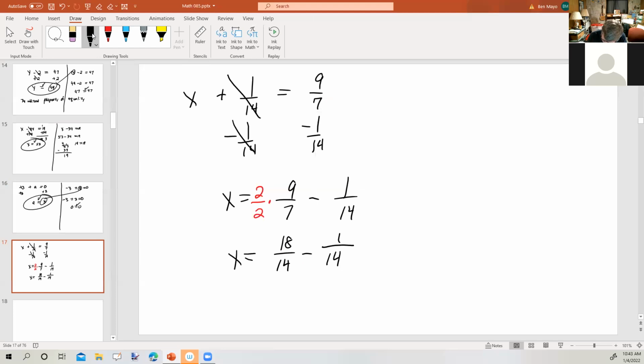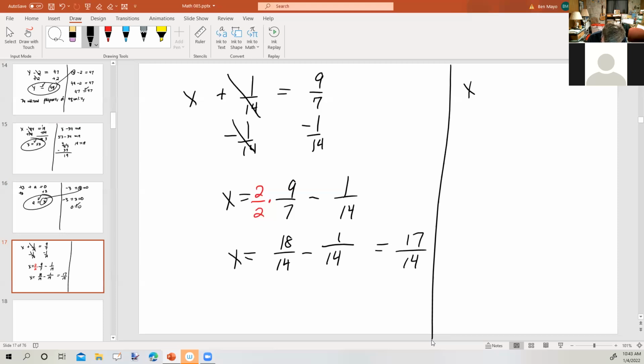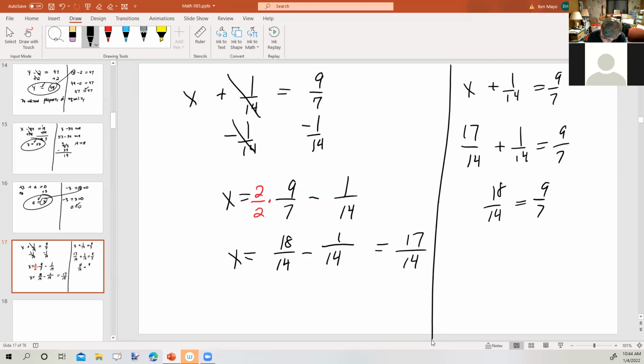18/14 minus 1/14 would be 17/14. Okay, so checking our work. x plus 1/14 equals 9/7. 17/14 plus 1/14 equals 9/7. 18/14 equals 9/7. I can reduce 18/14, take a 2 out of the top and a 2 out of the bottom. 9/7 equals 9/7. Okay, it checks, so that's the correct answer.